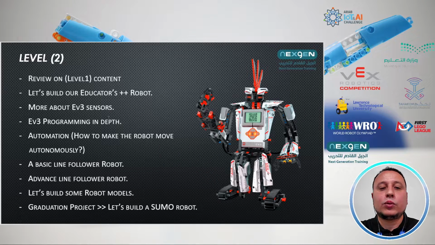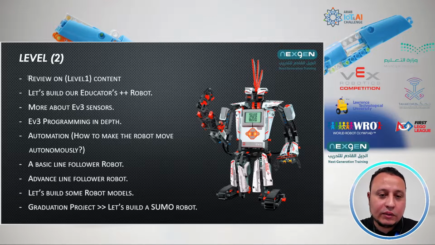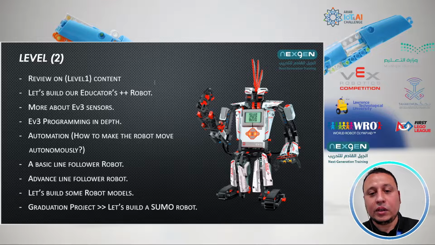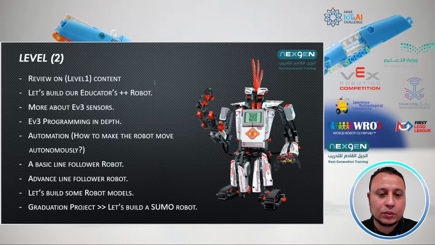Next, we will move to level 2. First, we start with reviewing everything about level 1 content to make sure that students still remember all the information, how to build a robot, how to program a robot. Some students might come to the course to get level 1 only and then get busy with school or study, and come back after a long time, and they will not be able to recall all the needed information before moving to level 2.